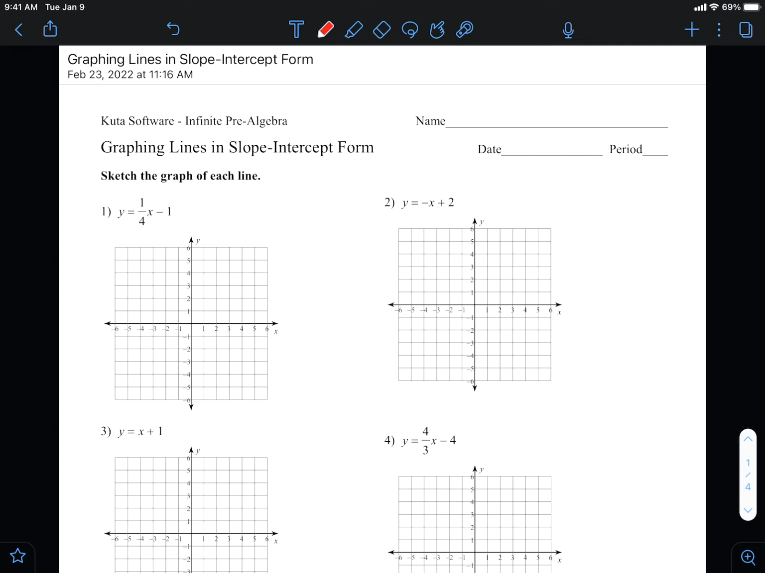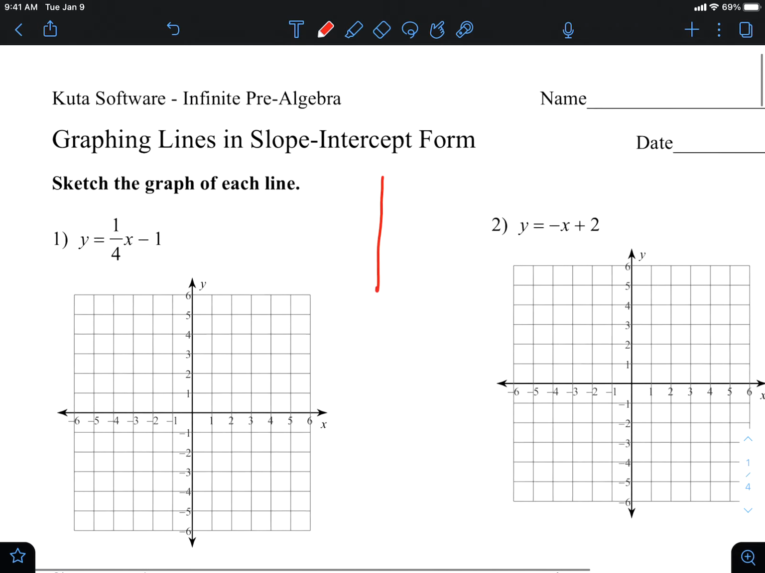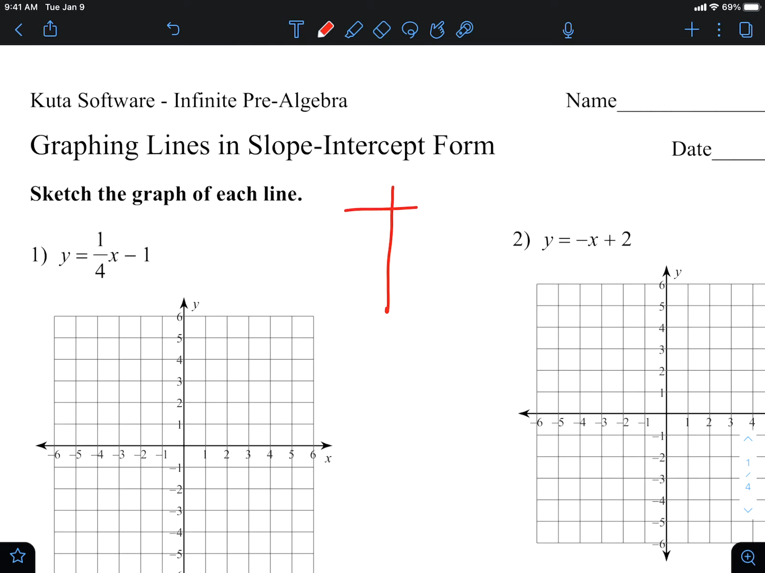One way that's probably the simplest, but not always the fastest, is to use a t-chart and a table of values. If we're using a table of values or a t-chart, all we do is title our chart X and Y, and then pick a couple points. Usually 0 is a good one to pick, then 1, and technically you can draw a line off of 2 points, but we can do maybe 1 more just to be safe.